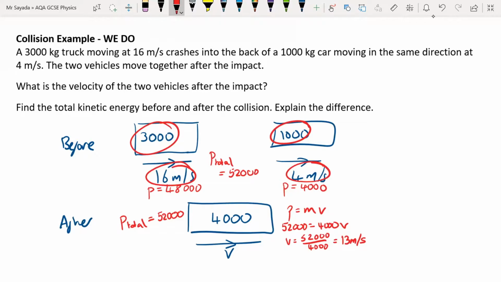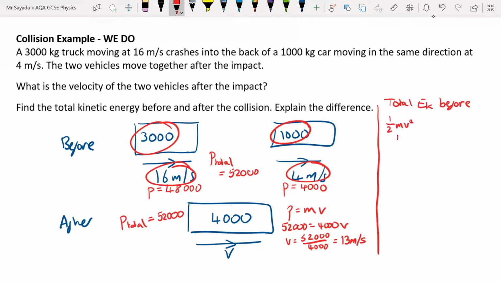There's a second part to the question, which is find the total kinetic energy before and after the collision. So let's do the total kinetic energy before. What's the equation for kinetic energy? Say your answer to the video. So you should have said half mv squared. So I'm going to do half mv squared for both.